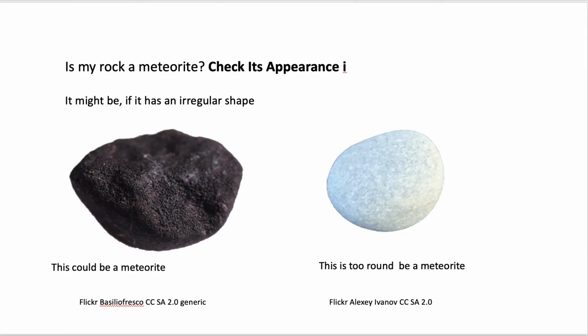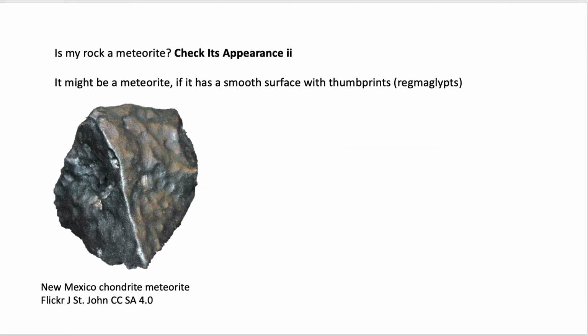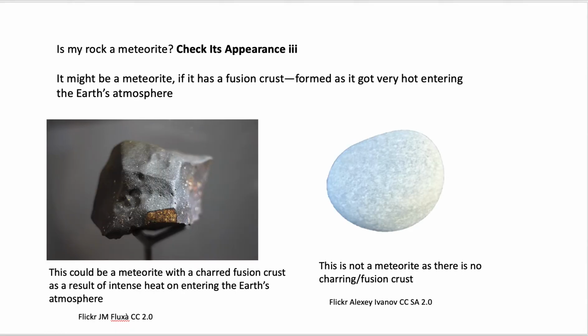So check its appearance. It might be a meteorite if it has an irregular shape. Round spheres as rocks are not going to be meteorites. Sometimes there are smooth surfaces with thumbprints. If you've got those little indentations, as in the picture here, it could be a meteorite.